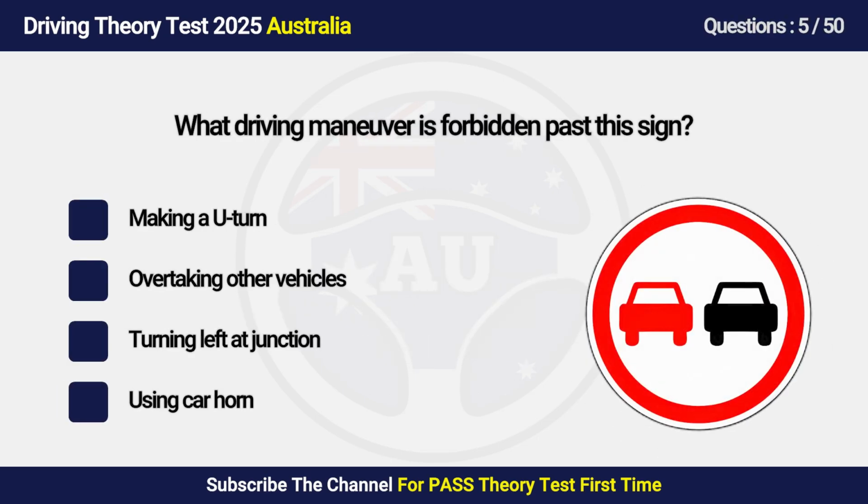Question 5. What driving maneuver is forbidden past this sign? A. Making a U-turn. B. Overtaking other vehicles. C. Turning left at junction. D. Using car horn.